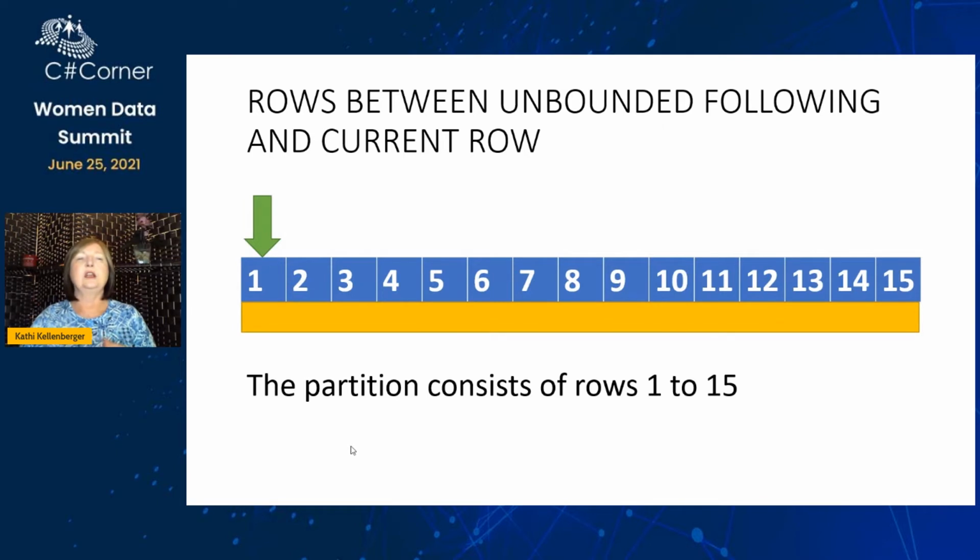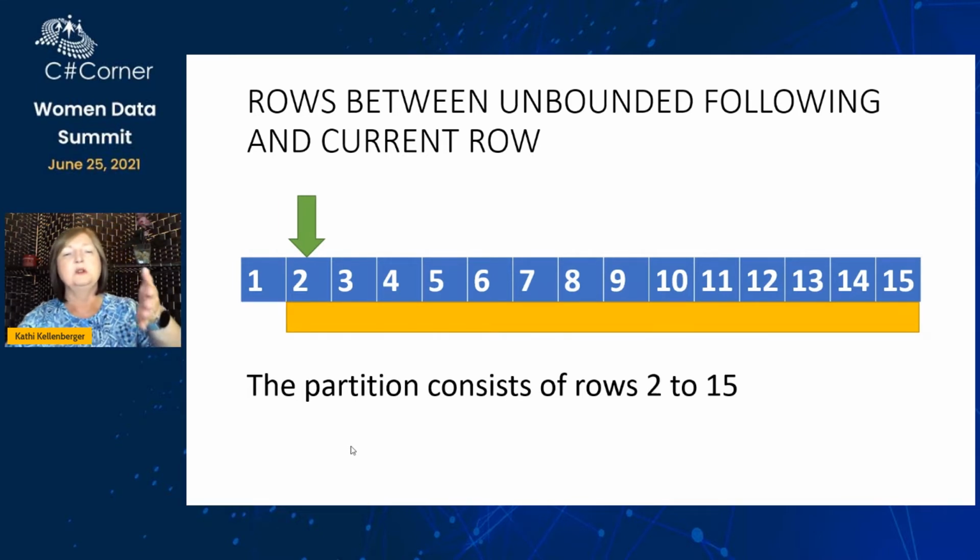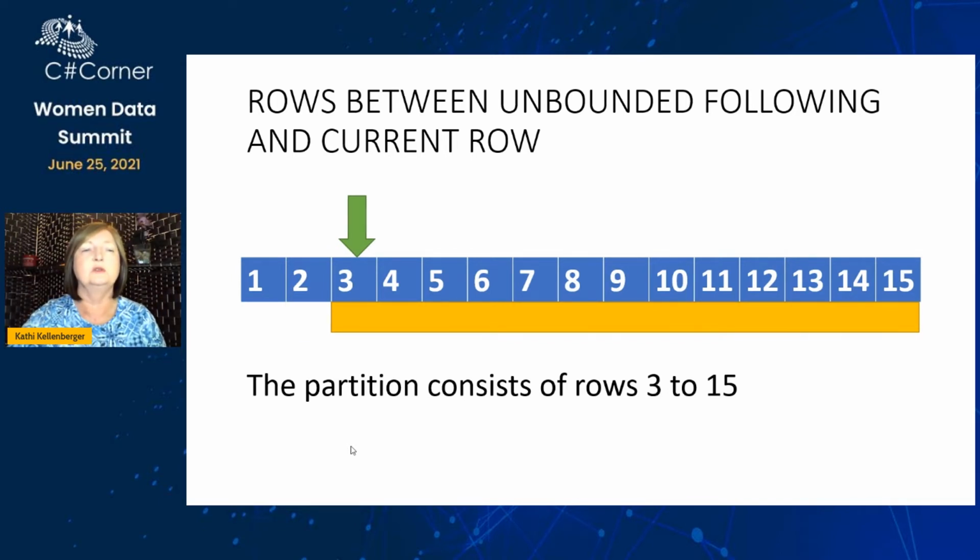I could also say rows between current row and unbounded following. It's just backwards. This is a reverse, all right? At this point, the rows I'm working on when I'm on row 1 are rows 1 to 15. As I move to 2, my set of rows I'm working on is getting smaller. You could use this for a reverse running total. And so on. It'll get all the way to 15.